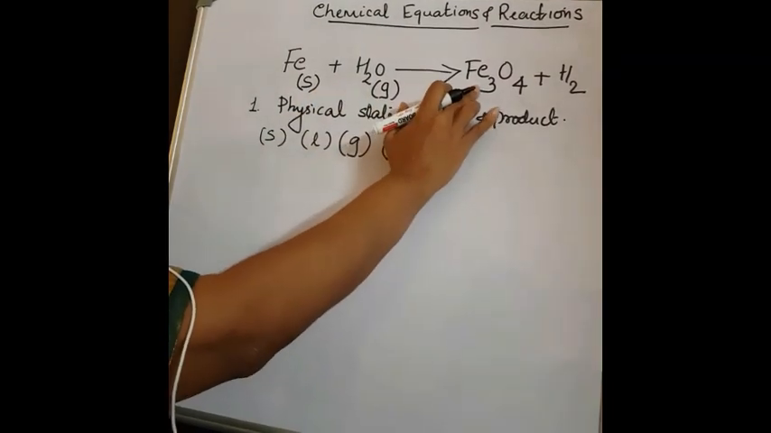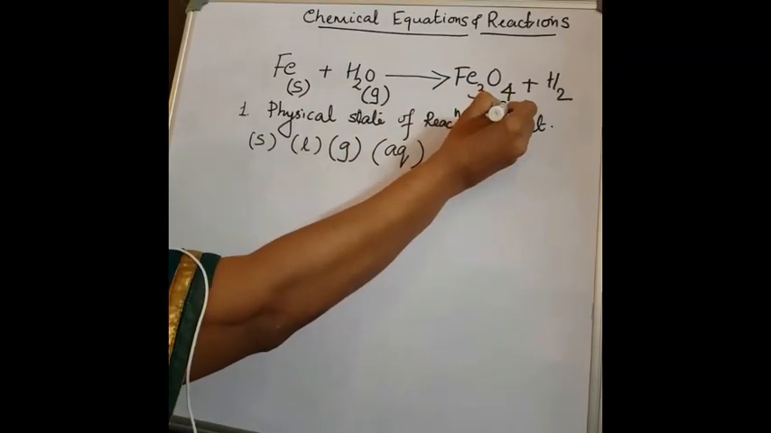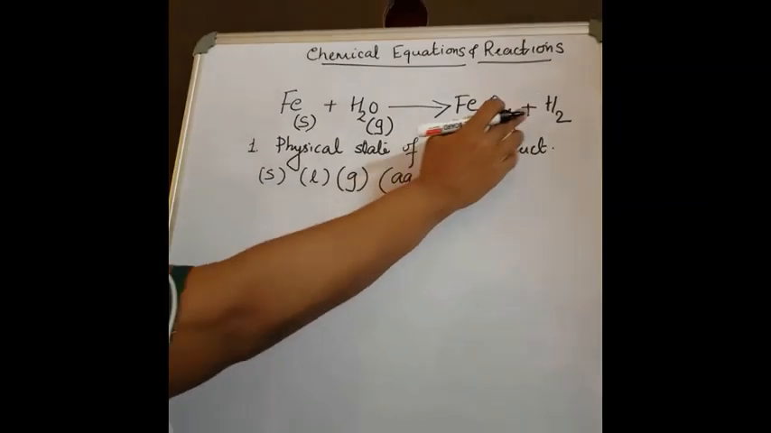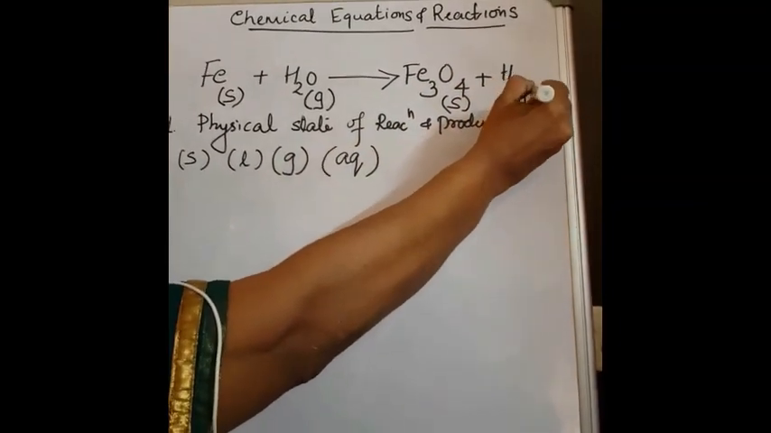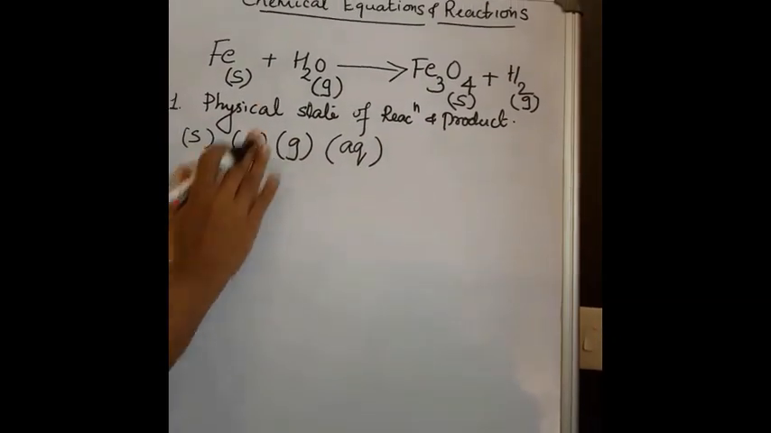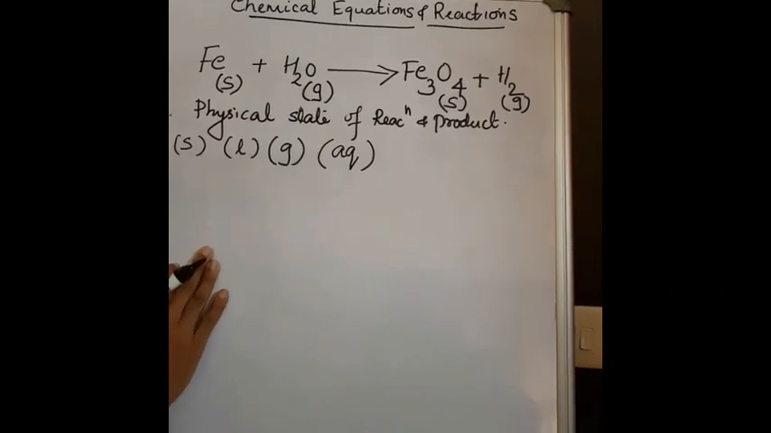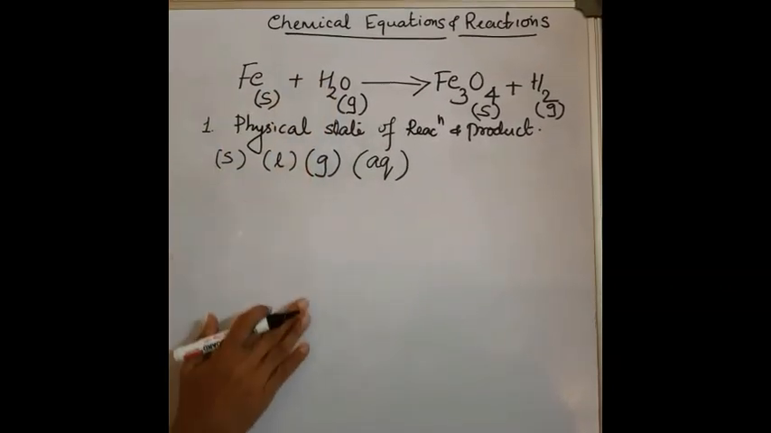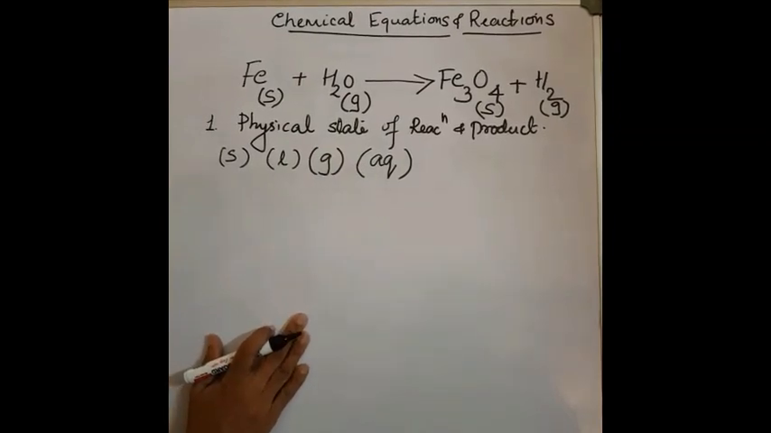Now what about this iron oxide? That is in the solid state, so you represent it as S. And what about hydrogen? Hydrogen is in the gaseous state, so you represent it as G. Now if you look at this equation, you can have an idea of the physical state which represents the reactants as well as the products.